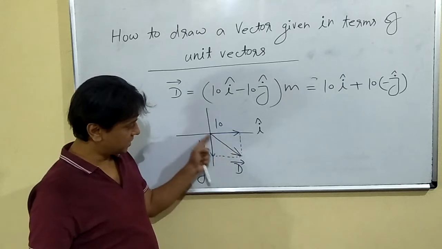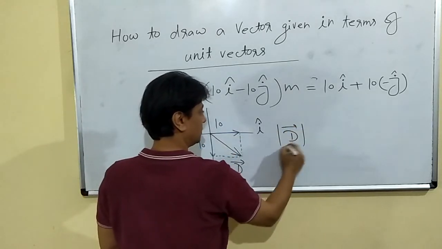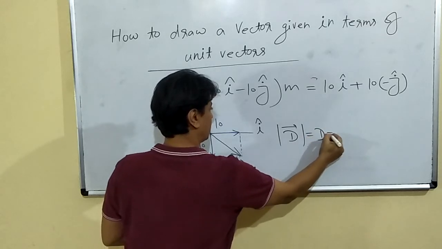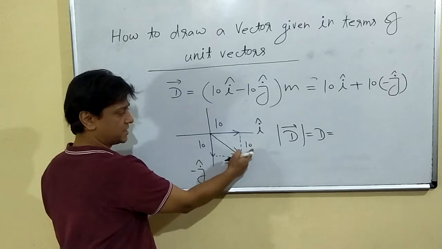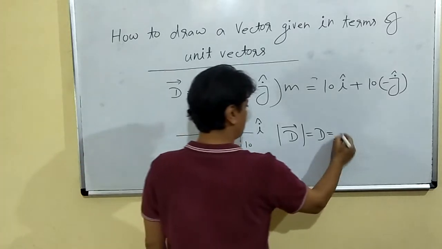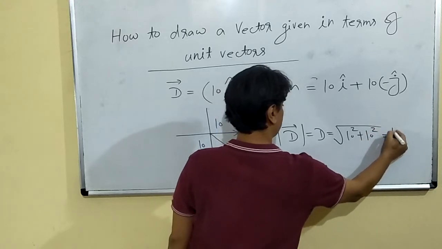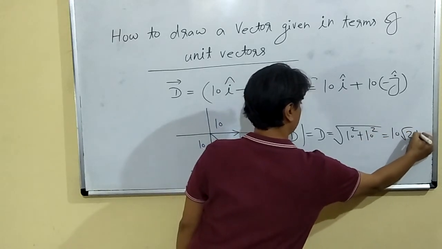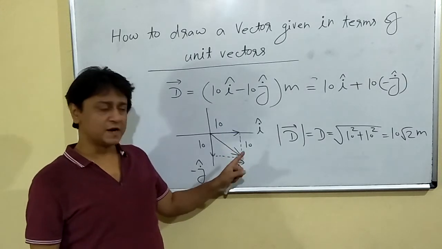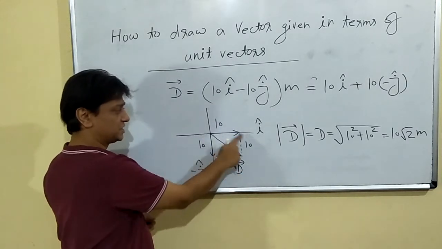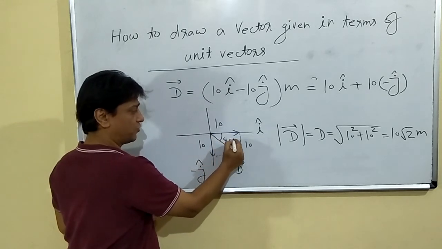The length of this black arrow will give us the magnitude. If this is 10 and this length is also 10, then this length is root over 10 square plus 10 square, which is 10 root 2 meters. Regarding direction, if both these lengths are 10 each, then this angle is what? 45 degrees.